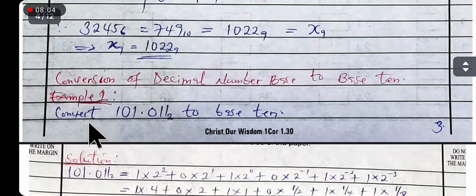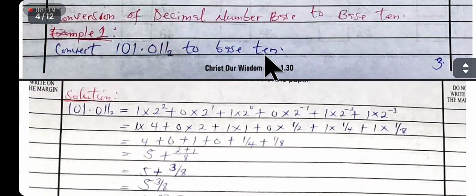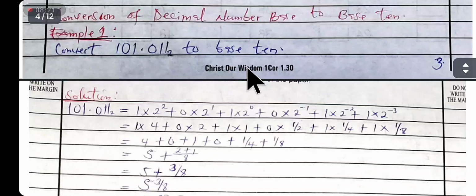So the next one is conversion of a decimal number in another base to base 10, all right. So if you have a decimal, how do you convert? We have done it with a normal whole number. So let's look at decimals now. Okay, so if you are doing decimals, example 1: convert 101.011 in base 2 to base 10.